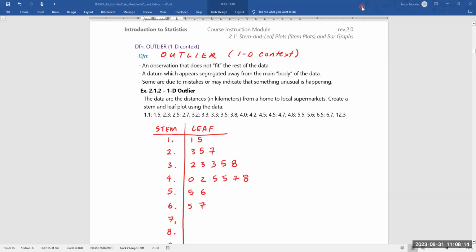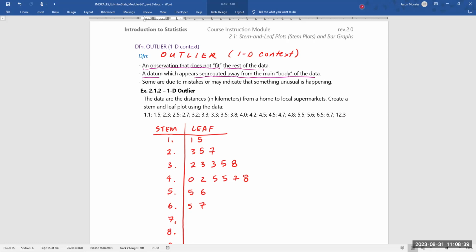Next, let's identify what an outlier is. So an outlier, and this is in a one-dimensional context, is an observation that does not appear to fit the rest of the data. An outlier is a datum which appears to be segregated away from the main body of the data.